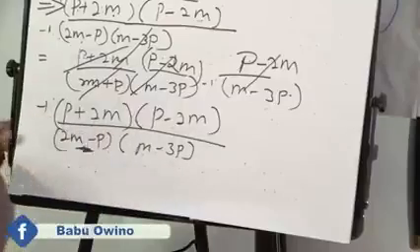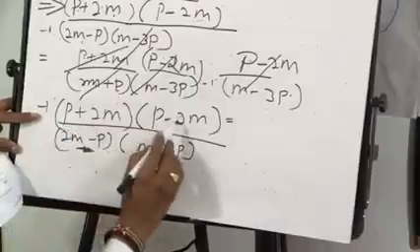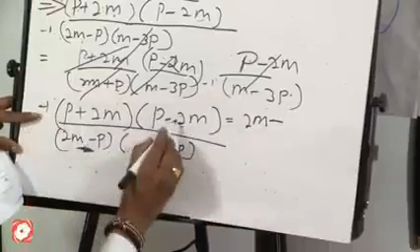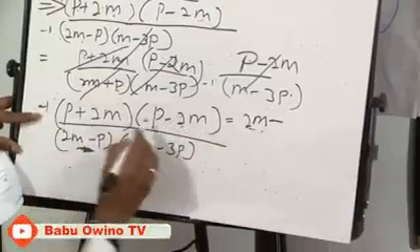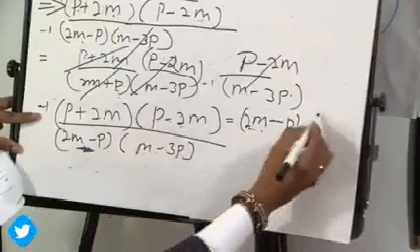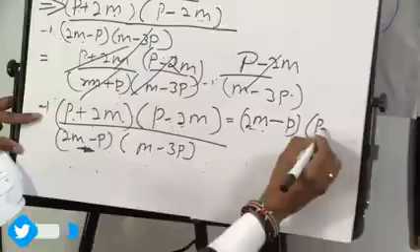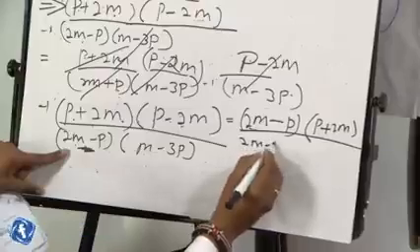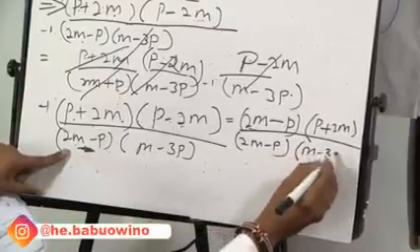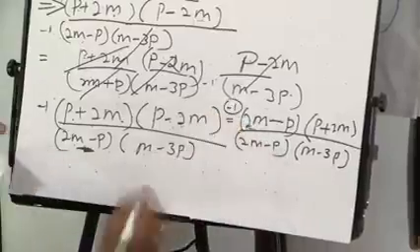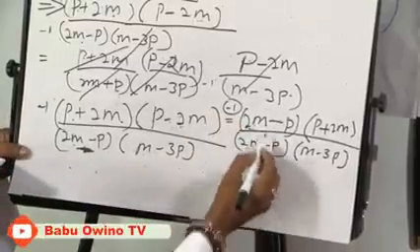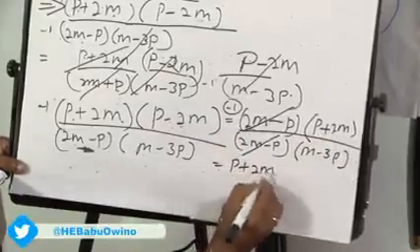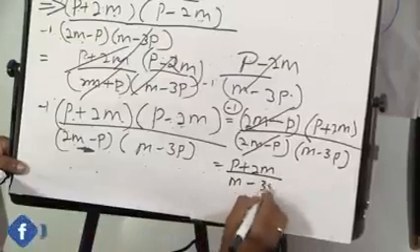When you introduce a negative at the top, you multiply this by the negative and you get 2m minus p. Minus times minus 2m is 2m. Then minus times p is minus p. Into bracket, this value is p plus 2m divided by 2m minus p into m minus 3p. Remember, we have negative here. So 2m minus p over 2m minus p, this and this cancel. Here you remain with p plus 2m divided by m minus 3p.